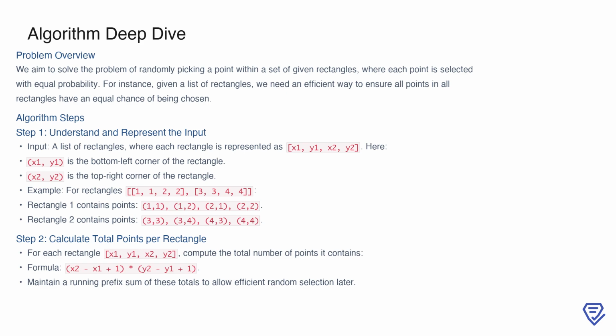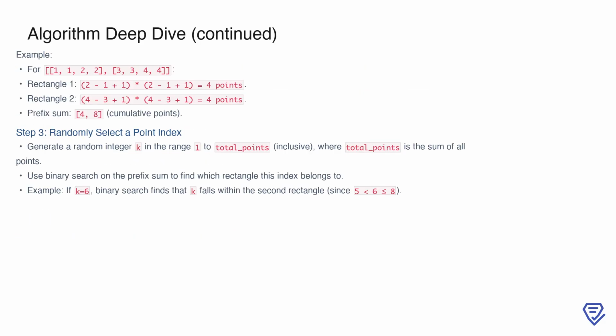Next, we calculate the total number of points in each rectangle using the formula (x2 - x1 + 1) * (y2 - y1 + 1). This gives us the total points a rectangle contains, which we will then use to build a running prefix sum, a data structure that will let us efficiently handle random selection later on. Let's look at an example to solidify this concept.